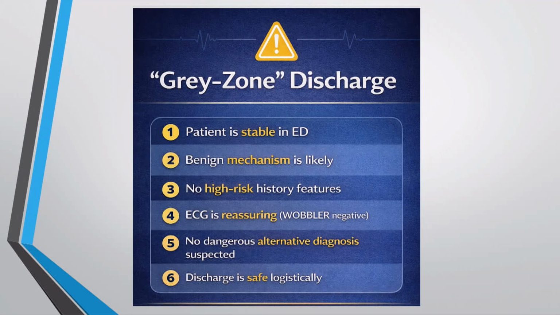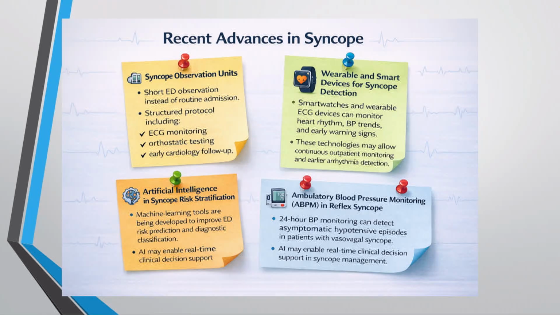So take a patient who is in the gray zone, not having a benign cause, but also not in the danger zone. Are we supposed to discharge him? Yes, when the patient is stable in the emergency department, the benign mechanism is likely, there are no high risk features from the history, the ECG is reassuring, the wobbler which we discussed is negative, no dangerous alternate diagnosis is suspected, and discharge is safe logistically. So these are some of the recent advances which we have.